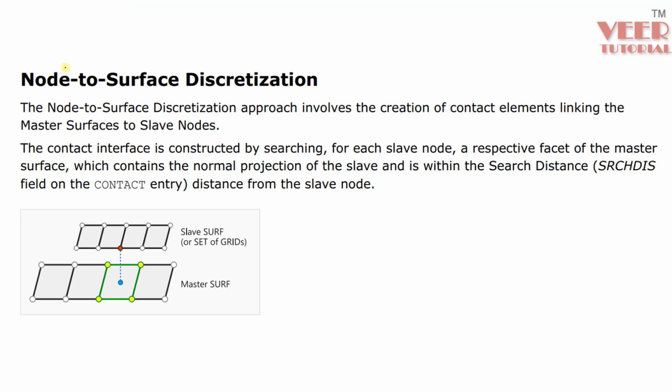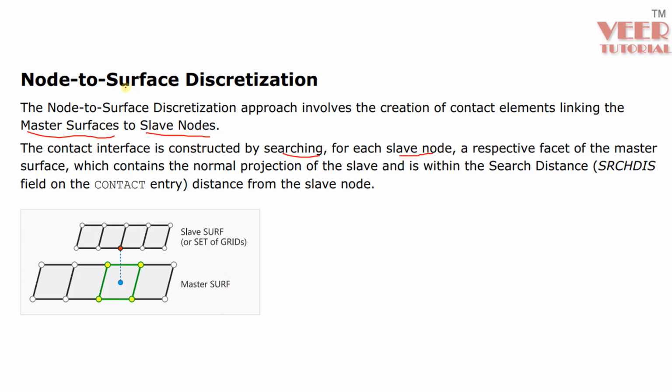First one is node to surface. The node to surface discretization approach involves the creation of contact elements between a master surface and a slave node. The contact interface is constructed by searching for each slave node a respective face on the master surface. Okay, so let's see what happens when we select node to surface.